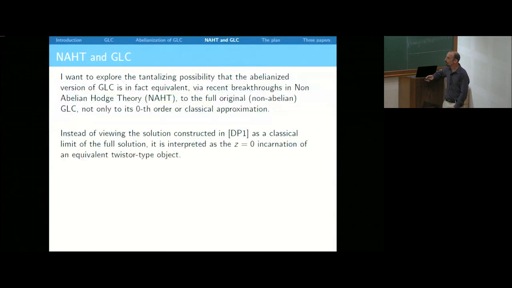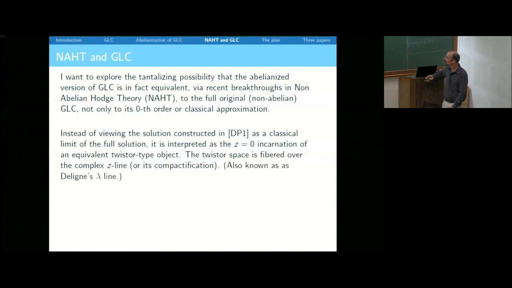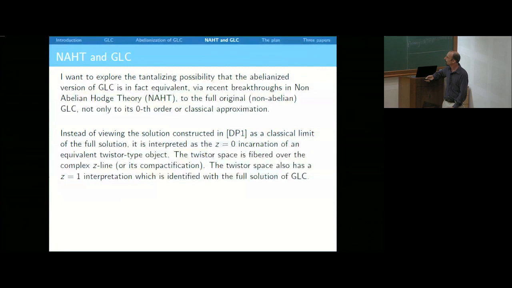So this is where the lambda connections come in. The lambda in the lambda connection is the natural parameter on the twistor space. It's fibered over the complex lambda line, and it has a lambda equals 1 interpretation, which is the full solution of GLC. So instead of starting at 0 and expanding order by order, hoping to get some convergent expression that you can then evaluate at 1, you just use a global argument over the entire twistor space to get something over the whole thing, and then just specialize directly at 1. And this leads to non-abelian Hodge theory.